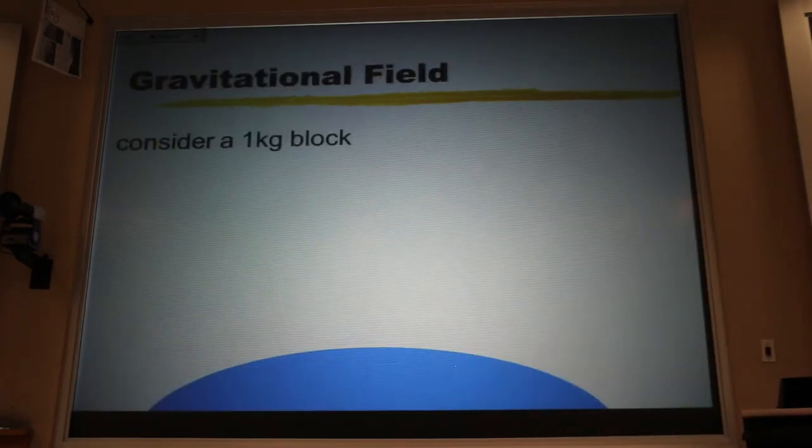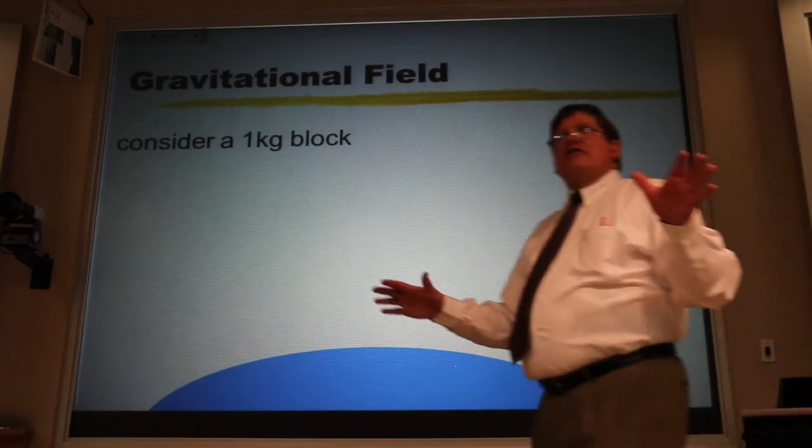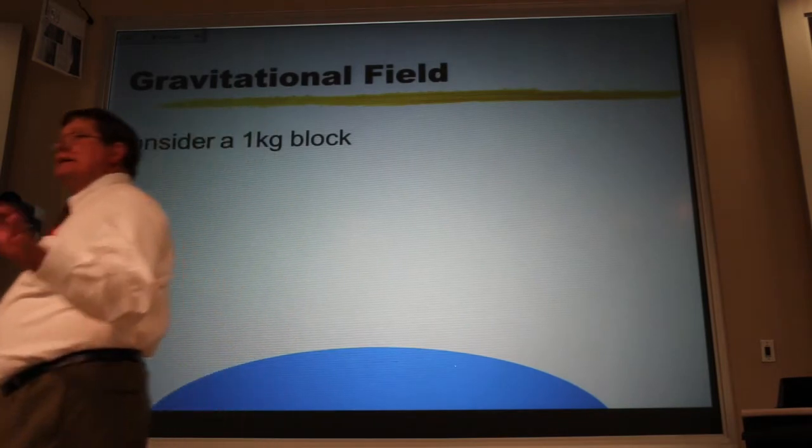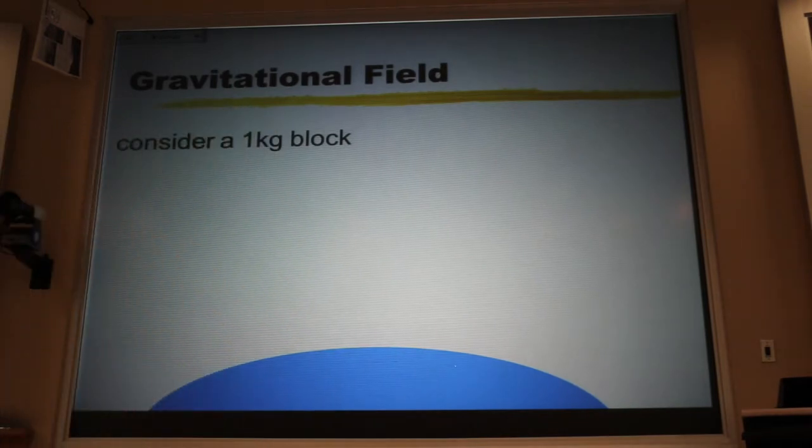Now, as long as you stay close to the planet's surface, the gravitational field is deadly boring. Everywhere in this room, it points down, and it has a magnitude of 9.8 newtons for each kilogram. If I were to visualize it, it would be a whole bunch of vectors, one vector for every point in the room, all pointing down, all the same length.